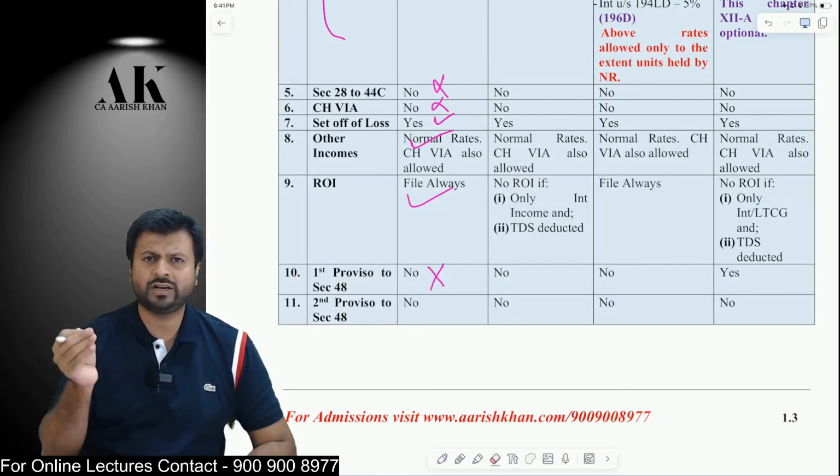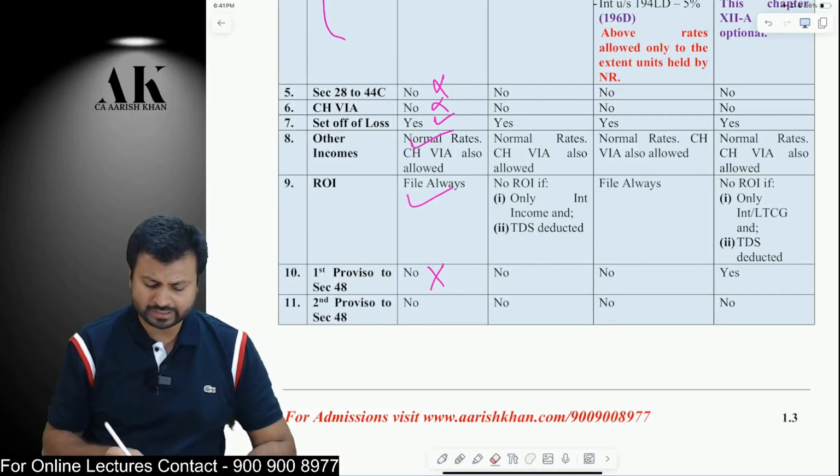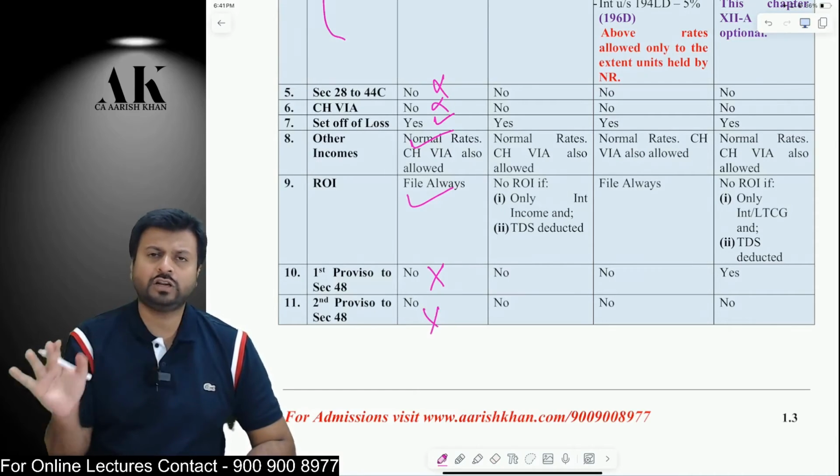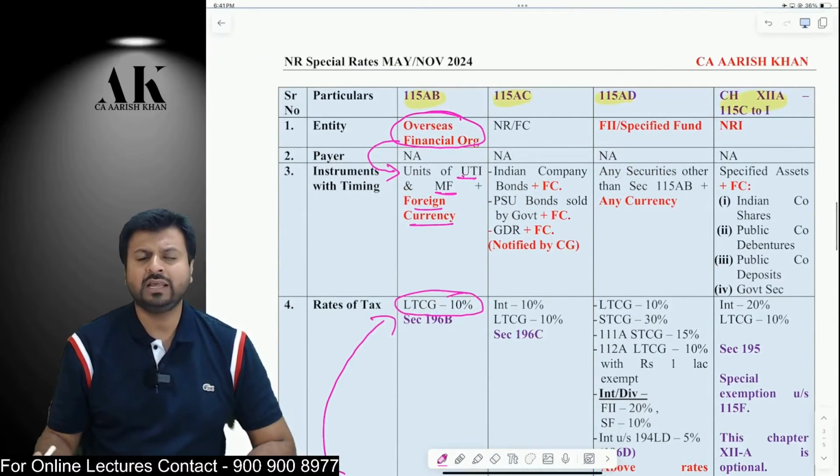You are not supposed to convert into dollar and then reconvert into rupees. All those things you are not supposed to do. And the second proviso is about indexation. Here, indexation is also not available. Be very careful.